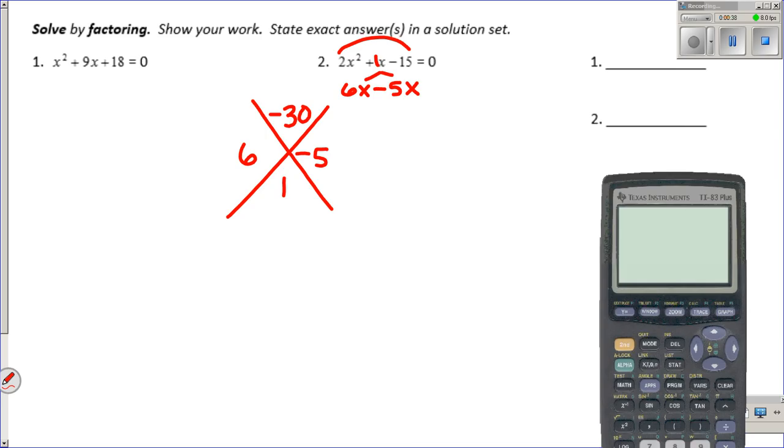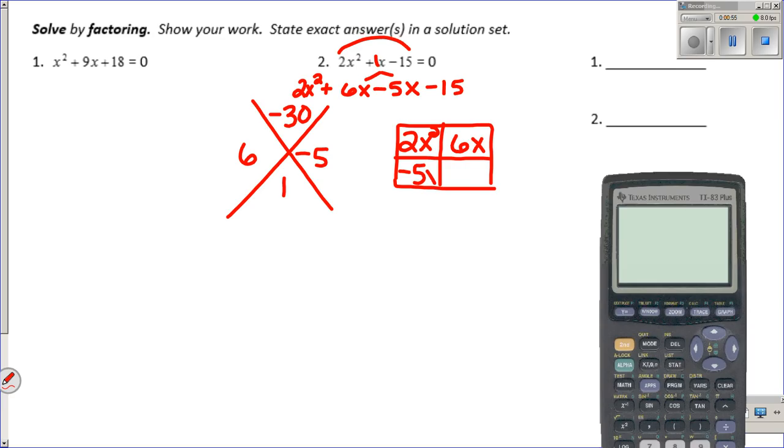We're undoing combining like terms. We keep the 2x squared, and we keep the minus 15. So we now have our 4 terms, so we are now going to box it. So we're going to use 2x squared, 6x, negative 5x, and negative 15.